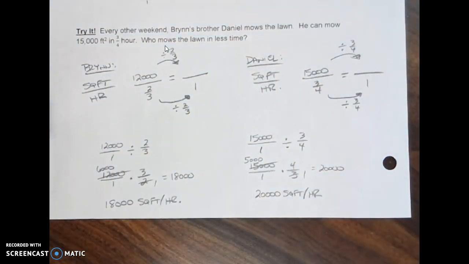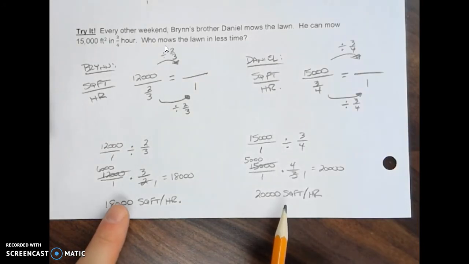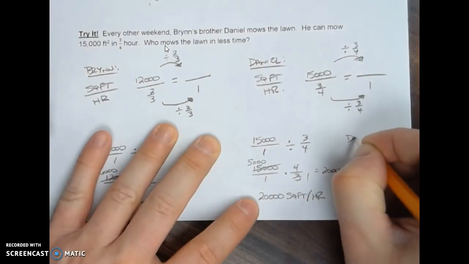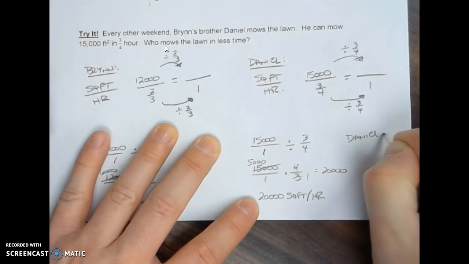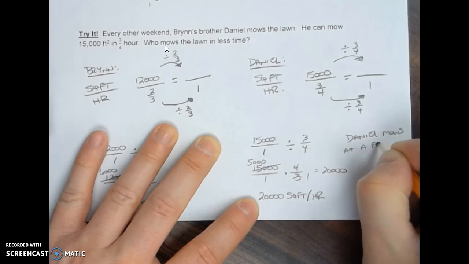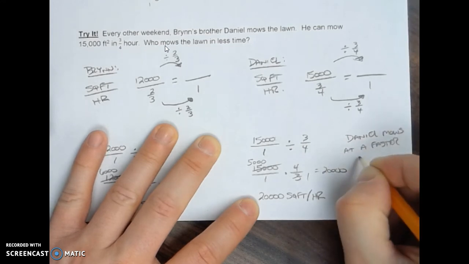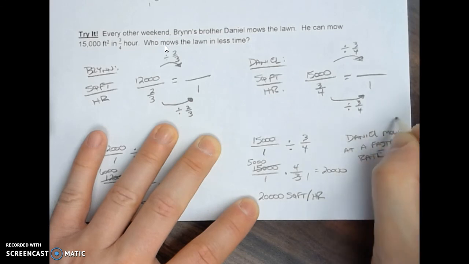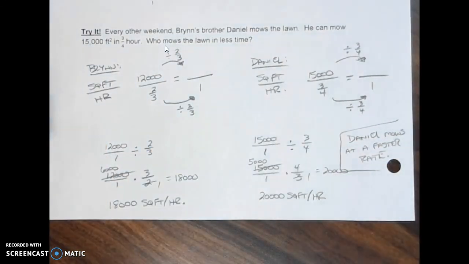Okay, and so the question says, who mows the lawn in less time? Well, compare their rates. Bryn does 18,000 square feet per hour. Daniel does 20,000 square feet per hour. So I can say Daniel mows at a faster rate. Daniel mows at a faster rate. So he'll finish the lawn first.